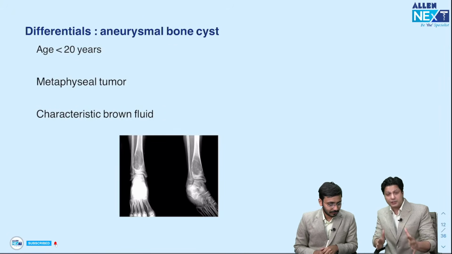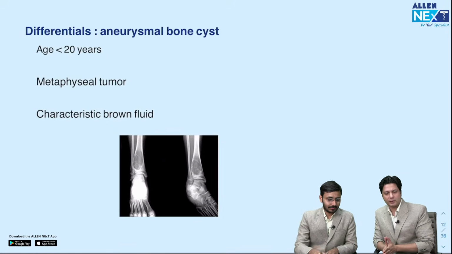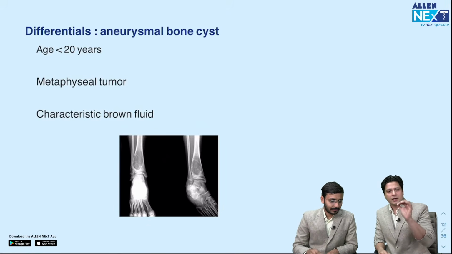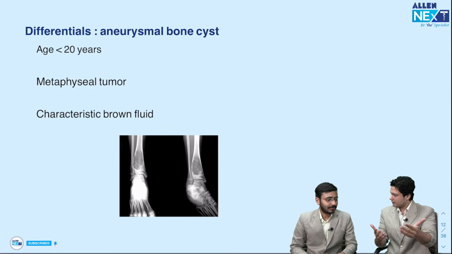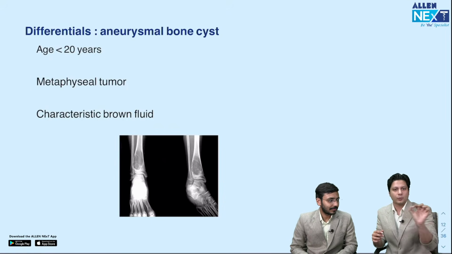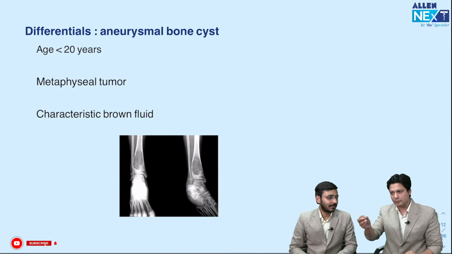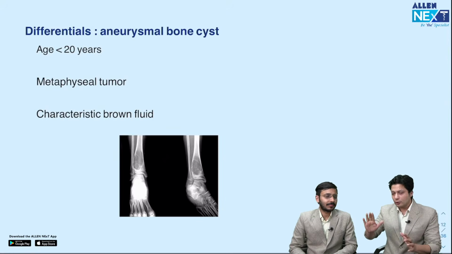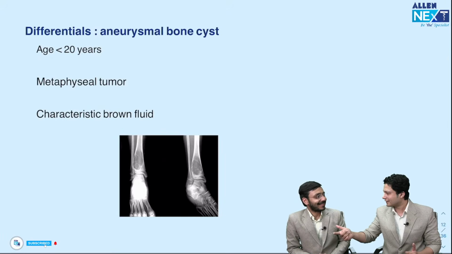Yeah, another differential that could come to our mind is the aneurysmal bone cyst. Aneurysmal bone cyst involves the metaphyseal region. It is not an epiphyseal tumor. Primary involvement of the metaphyseal region, and that too in less than 20 years of age. And one of the characteristic findings of aneurysmal bone cyst is that it has a brown fluid because of the degenerated products of the blood. Although it is a tumor which has brown fluid, it is not brown tumor. Brown tumor is hyperparathyroidism. Right, sir.